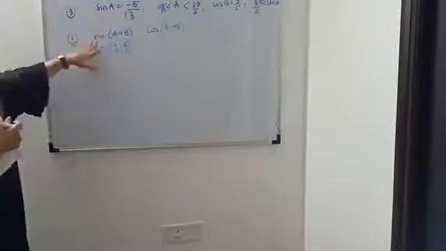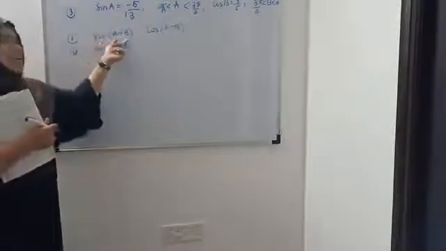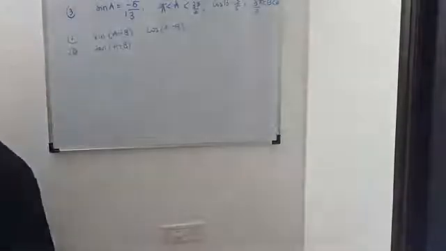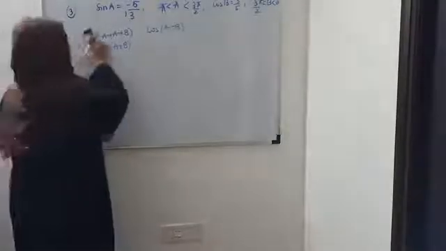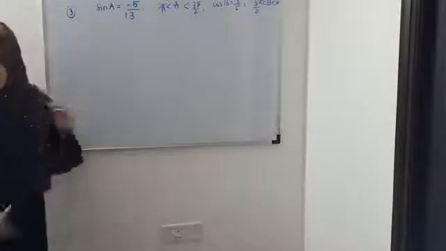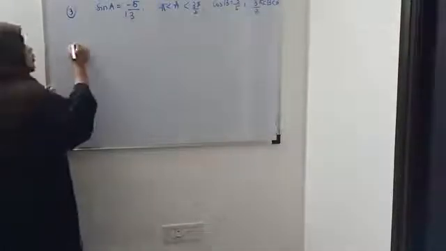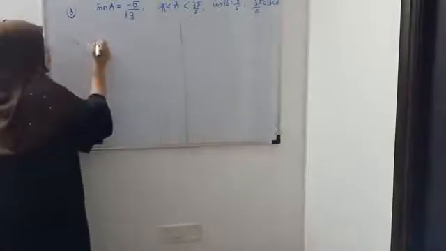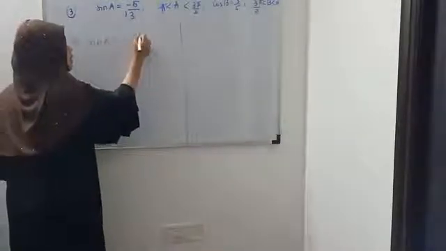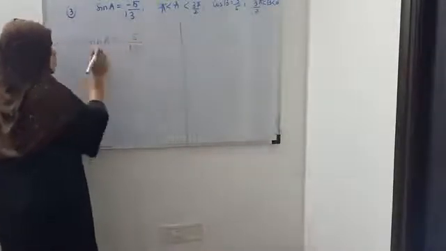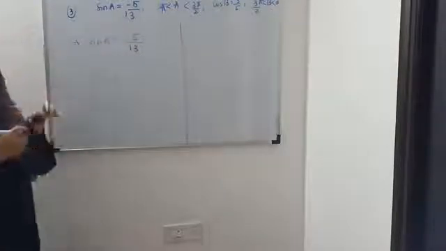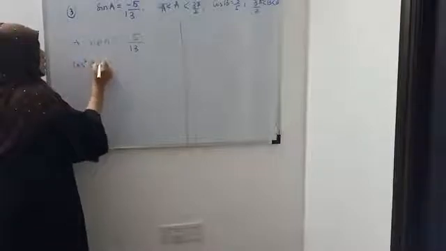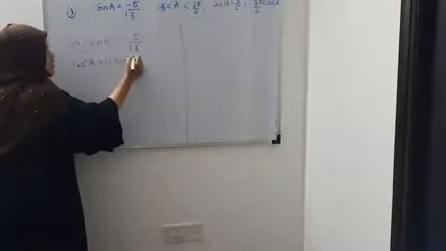So for all this you will require sin A, cos A, sin B and cos B. So we will first find out all these values. Given sin A is equal to -5 upon 13. So sin A is given, and from sin A we can find out cos A. How? cos² A is equal to 1 minus sin² A.